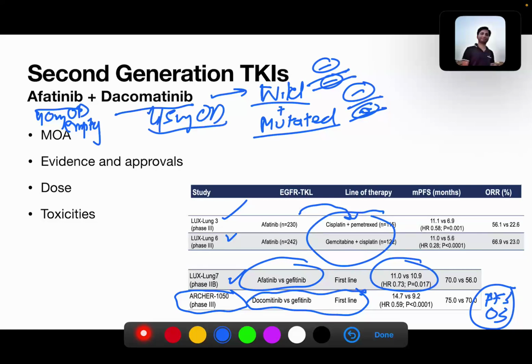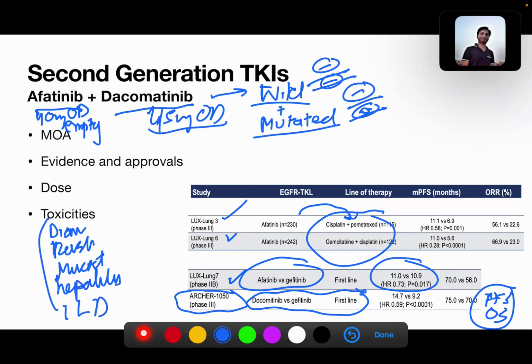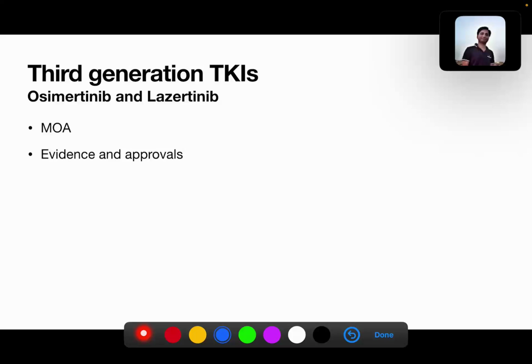Right? Now, coming to the toxicities, they are relatively the same. So diarrhea, rash, mucositis, hepatitis, ILD. Okay, so the same toxicity profile as first generation TKIs, but the incidence of all these toxicities is much higher due to stronger inhibition of the wild receptor along with the mutated receptor. Okay, so that is the second generation group of TKIs.